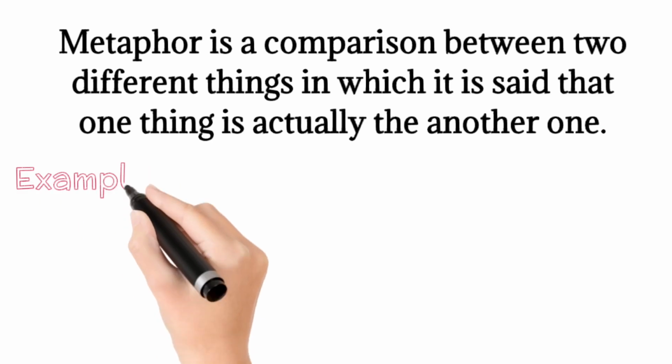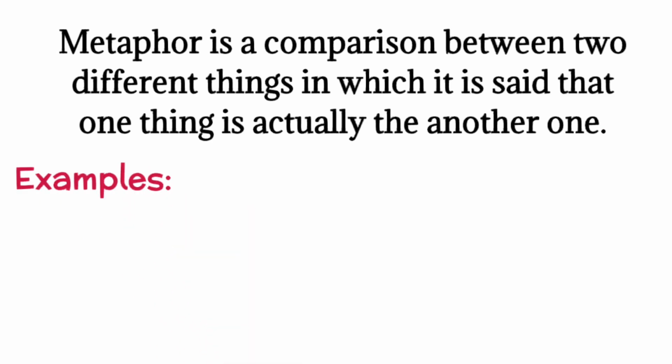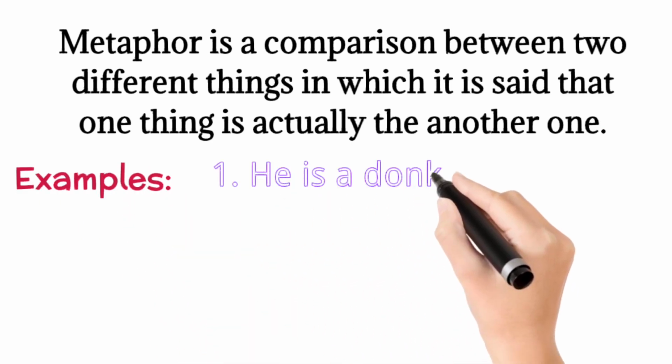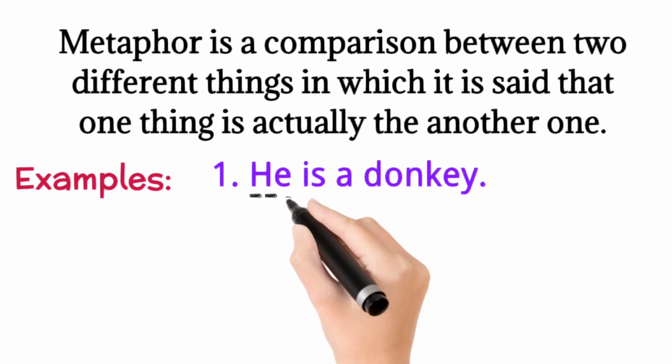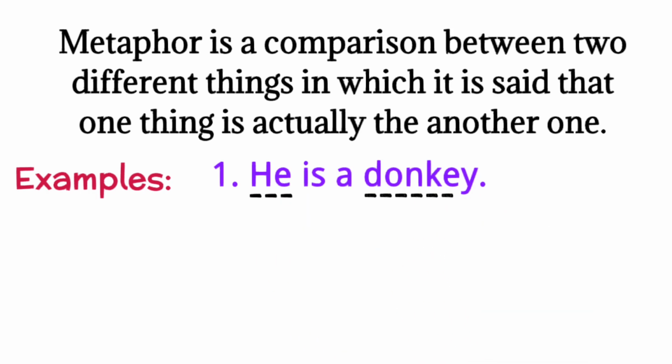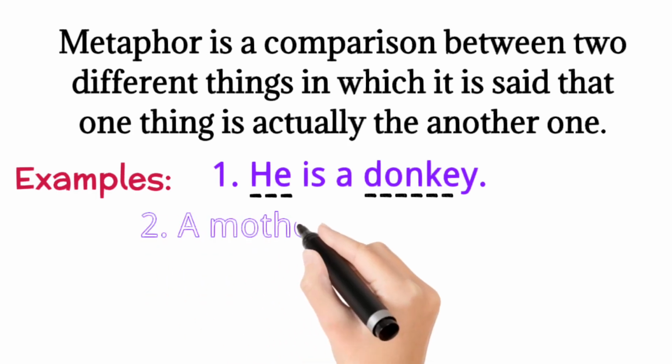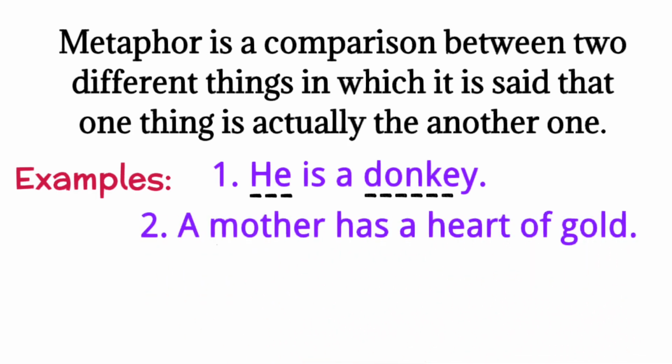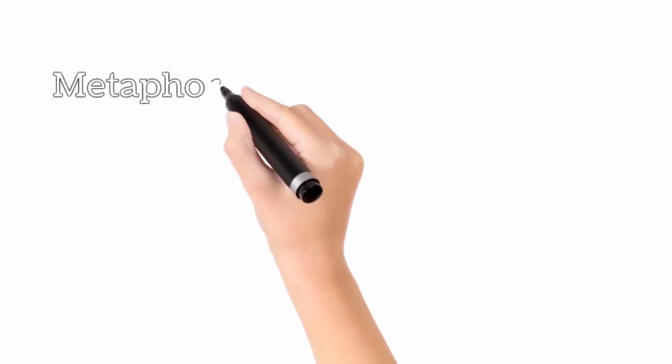Let's see some more examples. Example 1, he is a donkey. Here, a person is compared with a donkey for his foolishness. Example 2, a mother has a heart of gold. Here, the heart of a mother is compared with the purity of gold. Now, let's understand the difference between simile and metaphor.